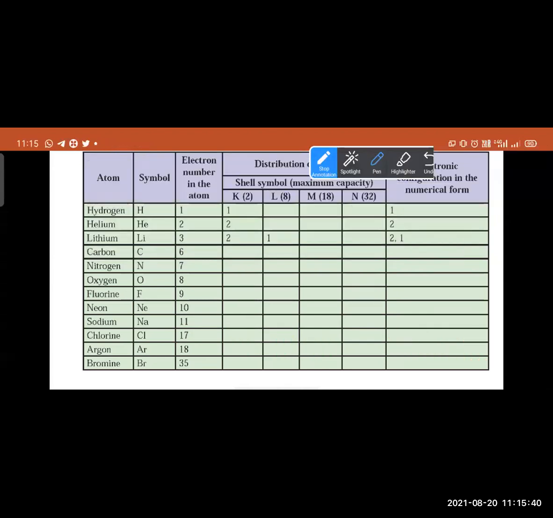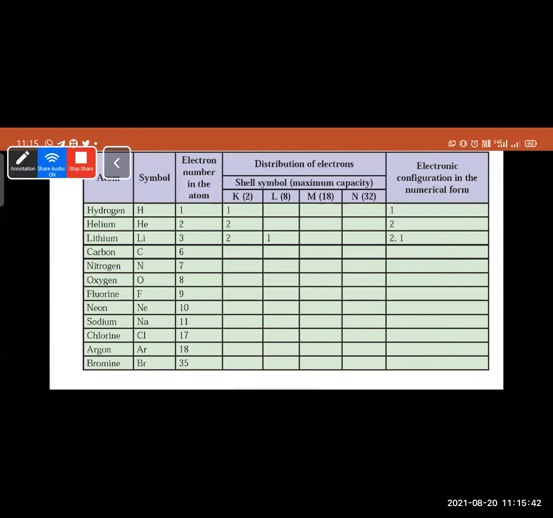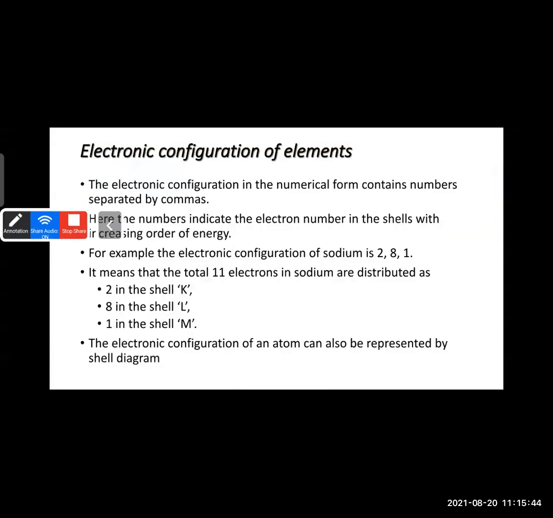In this way, you can complete the chart. Electronic configuration of element. The electronic configuration in the numerical form contains numbers which are separated by commas. The numbers indicate the number of electrons in each shell, in increasing order of their energy.